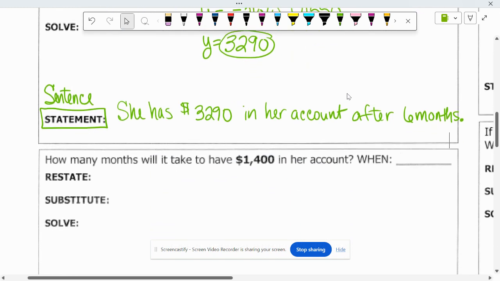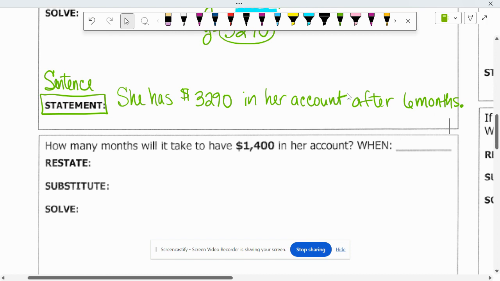Okay. I need everyone's heads up. Get your heads off your desk. It's not nap time. Pick your head up. It doesn't require that many muscles.